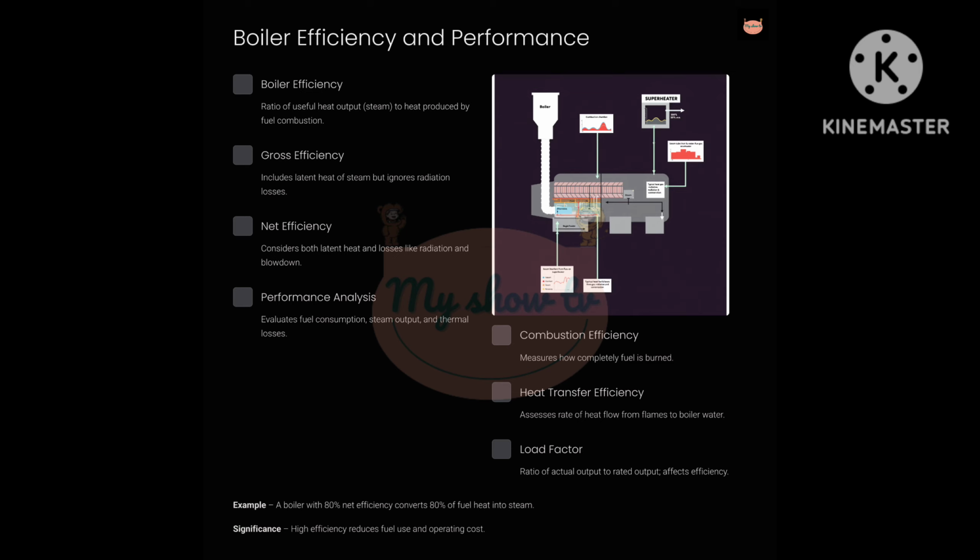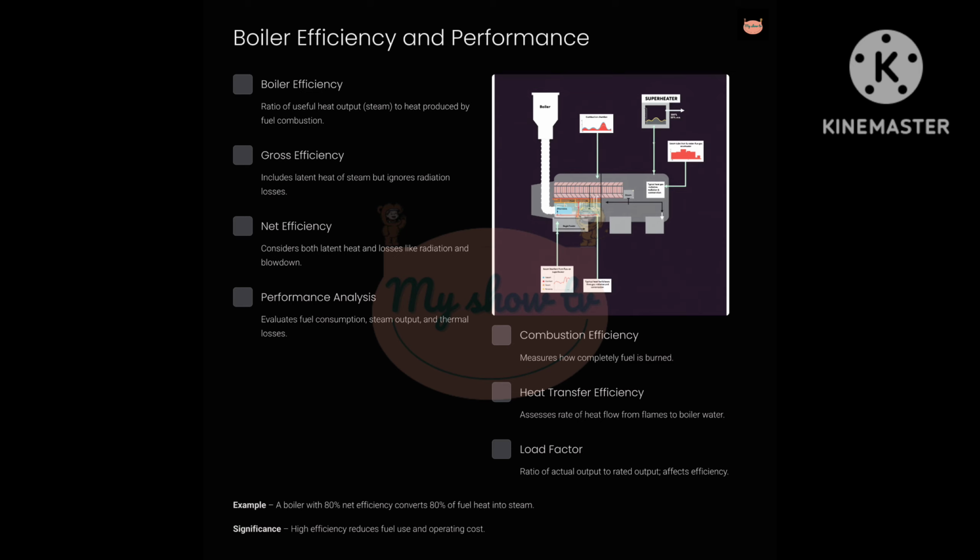There are two main types of efficiency. Gross efficiency considers the energy in the steam output without considering some losses. Net efficiency includes actual working conditions by accounting for heat losses, like radiation or blowdown, which makes it more realistic. Performance analysis of a boiler involves checking how much fuel is consumed and how much steam is produced. It also checks whether heat transfer from the flame to the water is efficient.